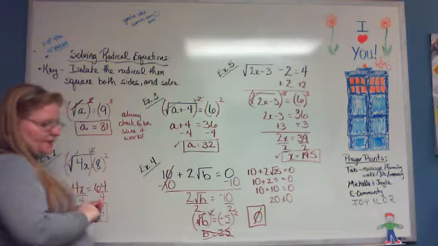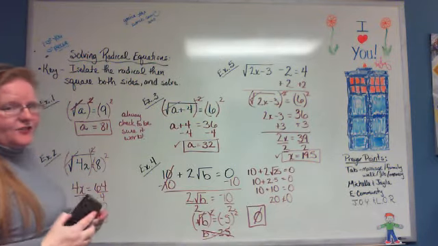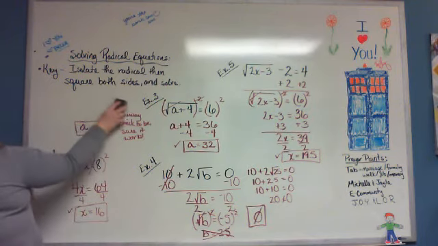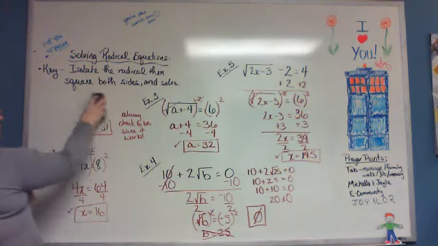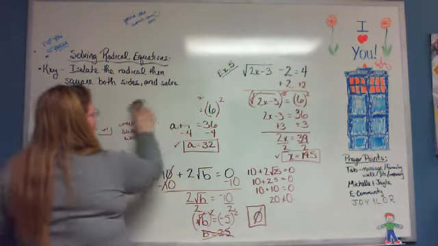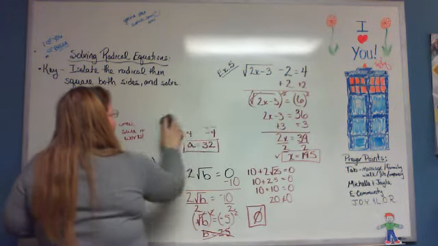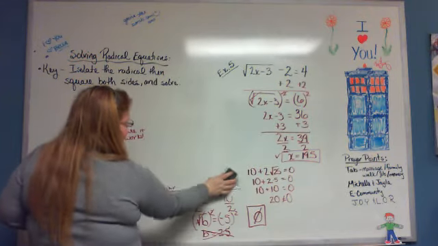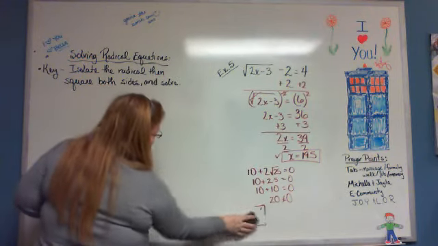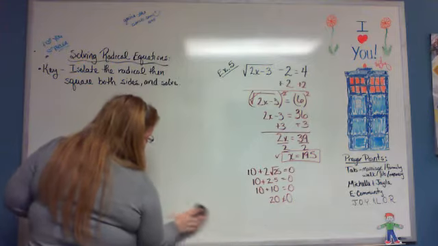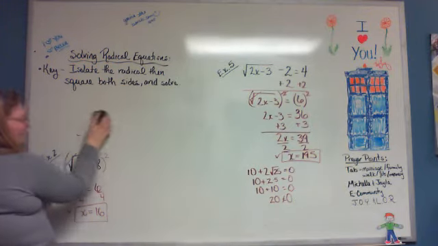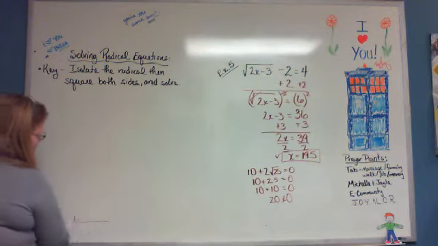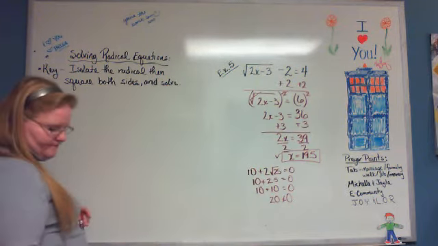Now, I'd love to tell you that was it, but they do get a little bit harder. Not a lot, but a little bit harder. Same rule applies. Always make sure that you isolate the radical and then square both sides. Every once in a while, you have to isolate the radical twice. But I don't think you'll have any of those. I'm trying to work it out so that you don't.